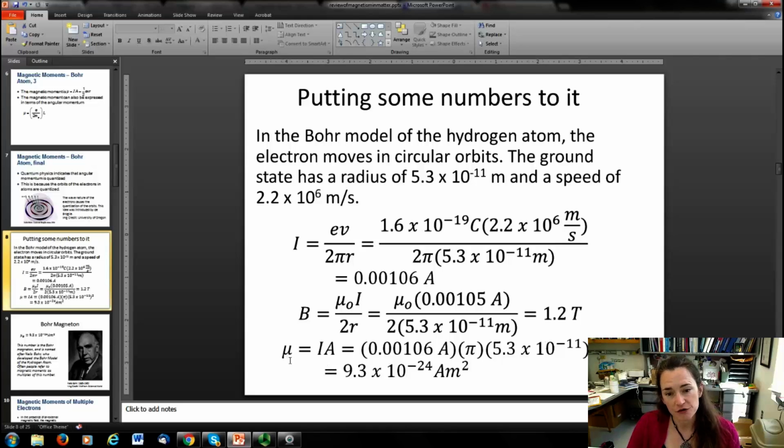Now, if you plug in for your equation for μ, you get μ is equal to I times A. And if you solve for the current, 0.00106 amps times π times the radius, 5.3 times 10 to the minus 11 squared, then you get the magnetic moment for that orbit. And it's about 9.3 times 10 to the minus 24 amps meters squared. Or if you want to switch the units over, and I'll leave this as an exercise to you, amps meters squared is also joules per Tesla.